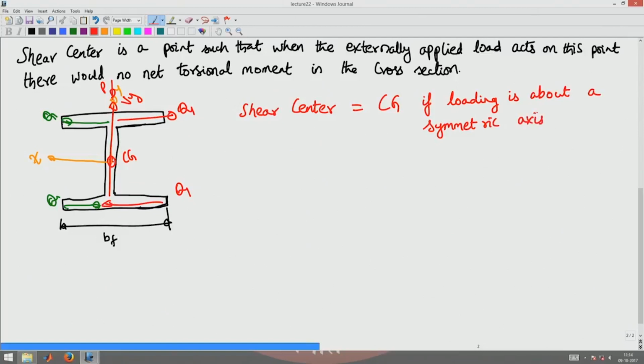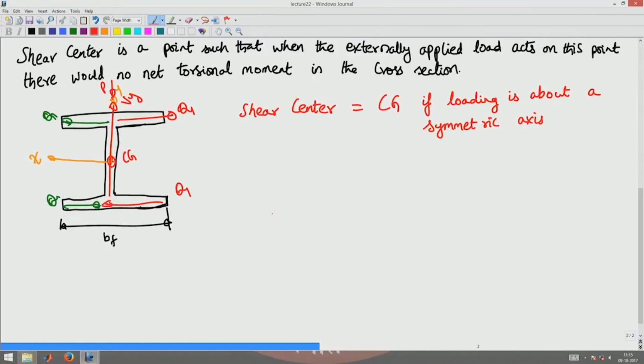We haven't defined what a symmetric axis is yet in this course, we will do that shortly. But if the loading is about a symmetric axis, that is, equal area is distributed on either side of that axis, then the shear center will coincide with the CG of the cross section along the symmetry axis direction. In other sections the shear center will not be the CG of the cross section.